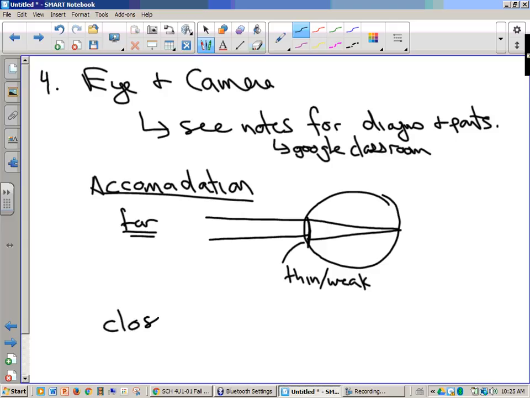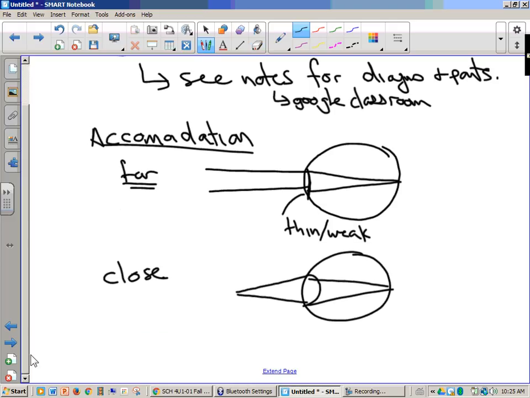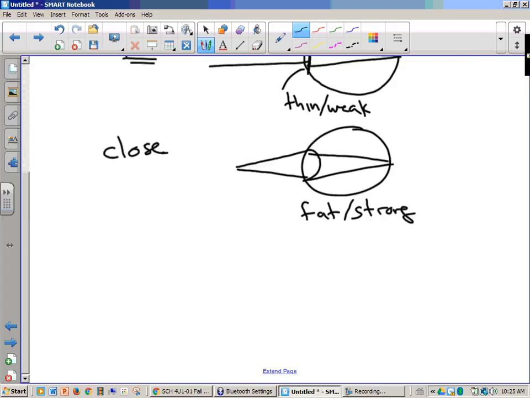When we look close, the rays are spreading out because the object is close. We need a fat and strong lens so it can bend them back down into position. So when things are close, we need it to be fat and strong. Okay? I am going to talk a little bit about nearsightedness and farsightedness. And then that's going to be all I'm going to talk about in terms of the eye and the camera. And then the rest you're going to have to go back and read through some of the stuff.